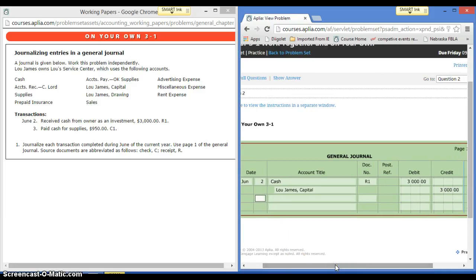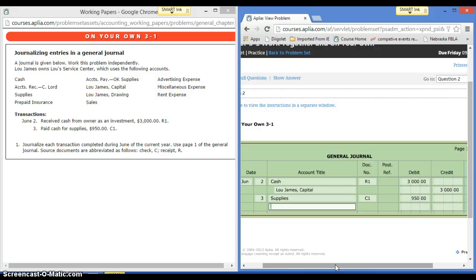Our next transaction happens on the 3rd, so we just put in the 3rd. Paid cash for supplies. Supplies is an asset. Assets' normal balances are on the debit side. Normal balance side always increases, so we're going to put supplies first. We paid with a check, so it is C1, and it was for $950.